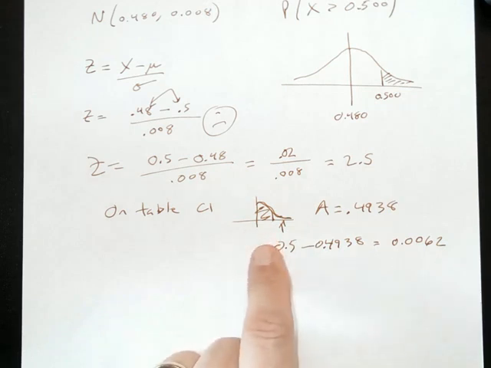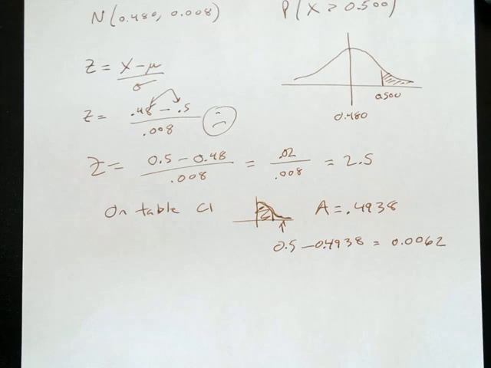Well, I look at this picture. And this picture is only half the curve, right? The whole area is 1, so half of the curve must be a half. And that's only because I know this picture is symmetric left to right.